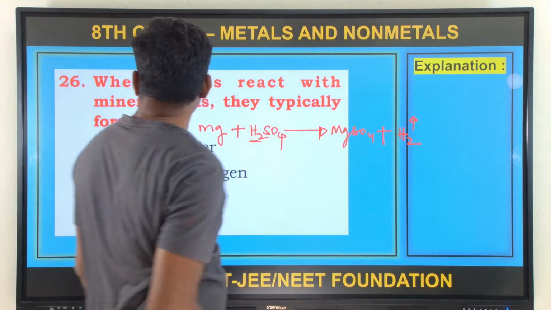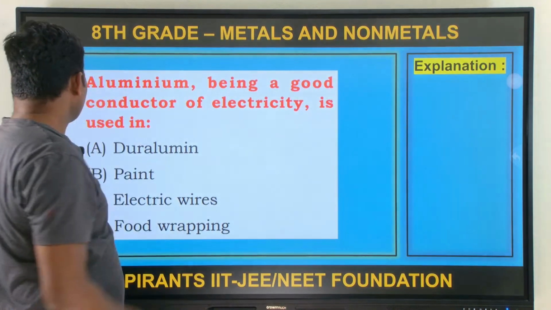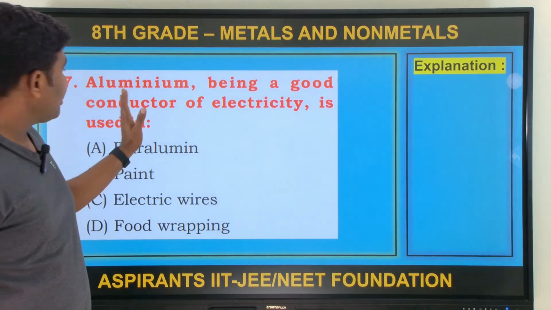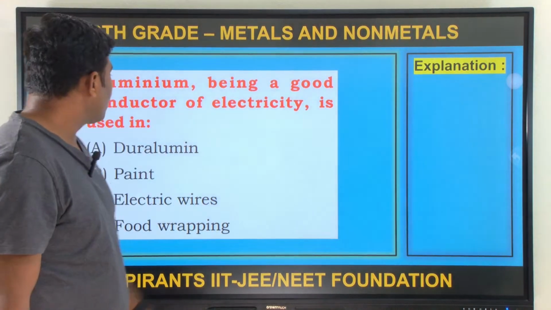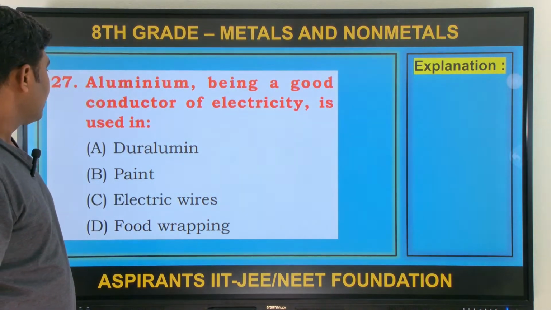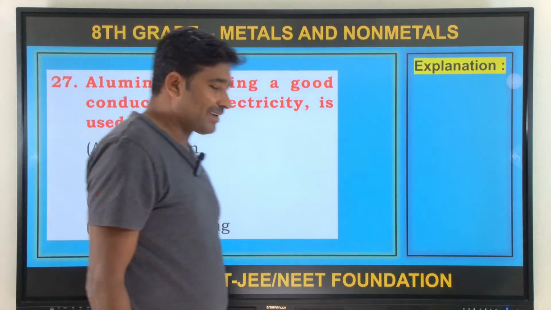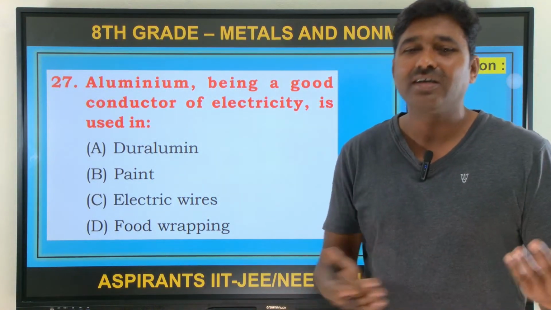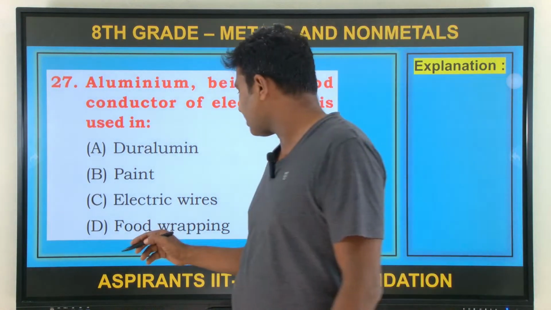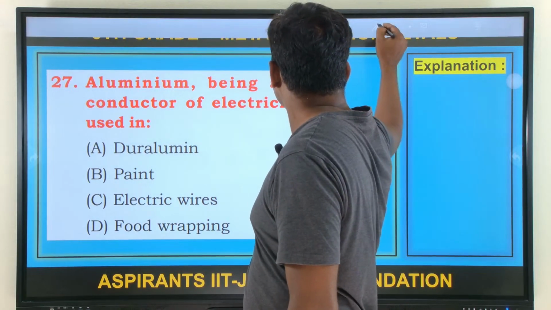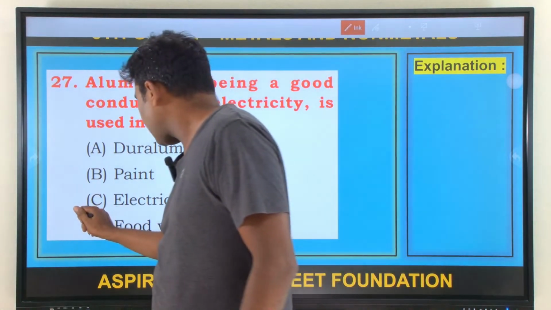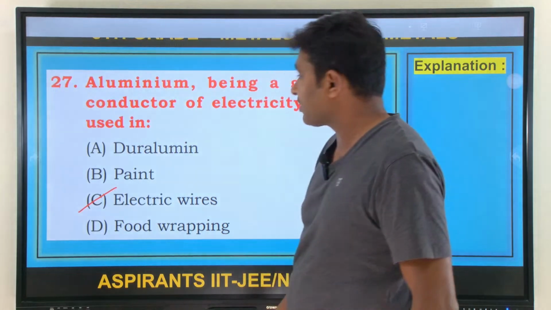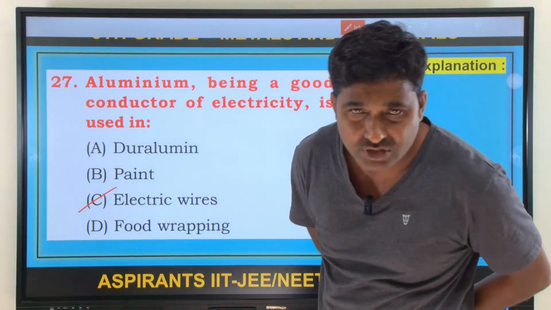Now next we go to the 27th question. Aluminium, being a good conductor of electricity, is used in electric wires. So our answer is option C. It is used in electric wires because it is a good conductor of electricity.